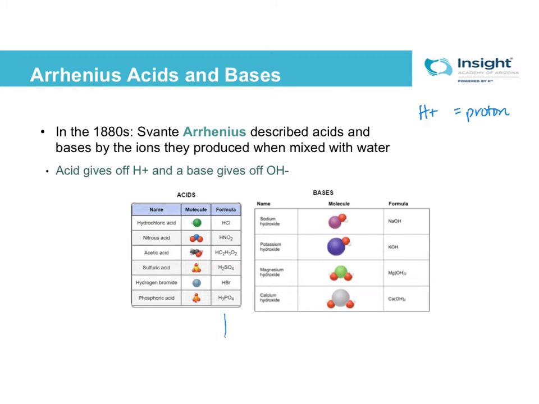Your acids are all going to have H's attached to some sort of negative ion, like chlorine or oxygen, or, let's see, acetic acid, that's an acetate ion. So you're going to have a positive H attached to a negative ion. And your bases are all going to have OH in the formula, like sodium hydroxide, potassium hydroxide. OH minus, the name of that is hydroxide.